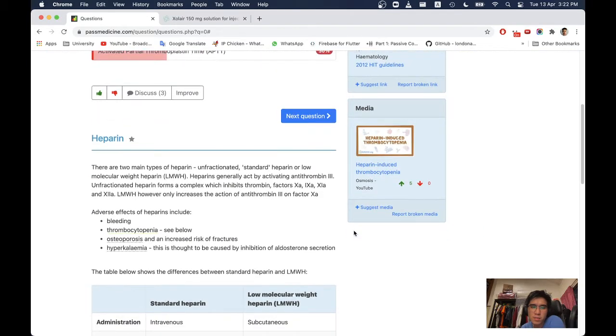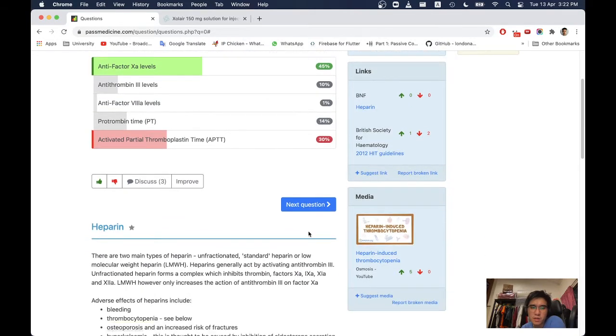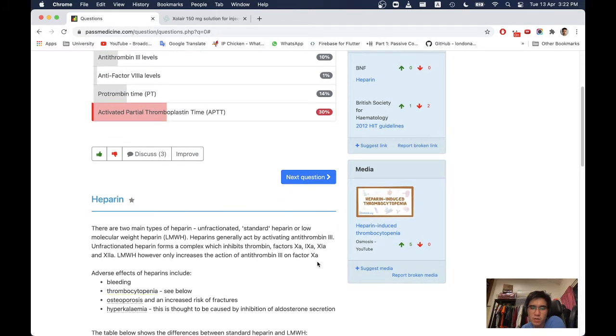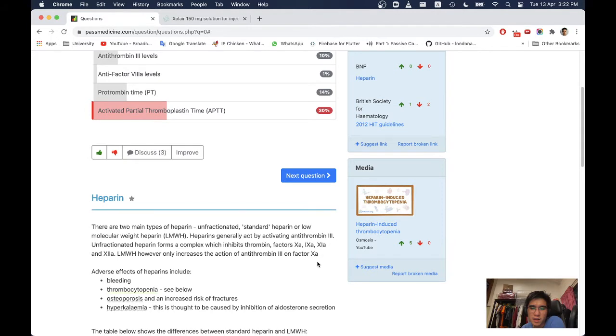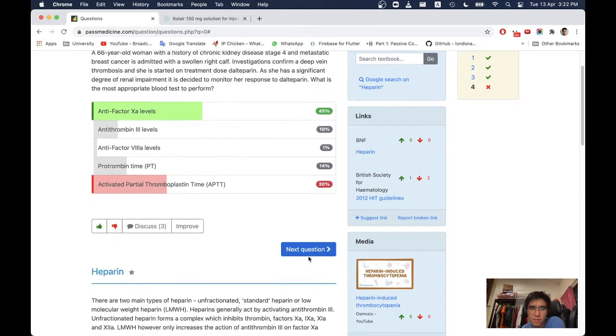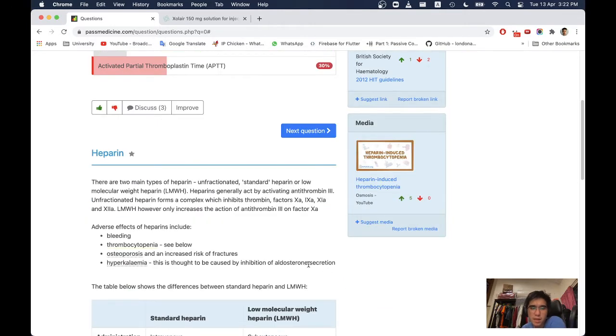There are two main types of heparin: unfractionated standard heparin or low molecular weight heparin, LMWH. Heparins generally act by activating antithrombin 3. Unfractionated heparin forms a complex which inhibits thrombin and factors 10A, 9A, 11A, and 12A. 9, 10, 11, 12. Low molecular weight heparin, however, only increases the action of antithrombin 3 on factor 10A.